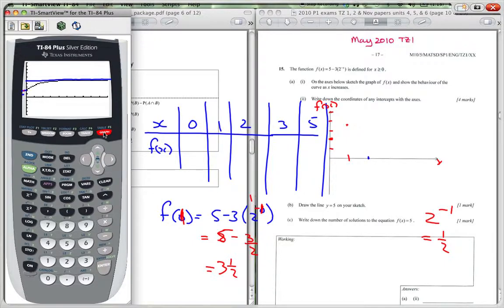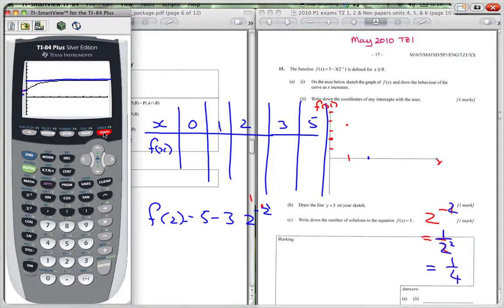Looking at 2, f of 2 is going to be 5 minus 3 times 2 to the minus 2. Now 2 to the minus 2 is equal to 1 over 2 squared, which is 1/4. So it's going to be 5 minus 3/4, which is 4.25. So for x equals 2, we're looking at 4.25, just above there, like that.